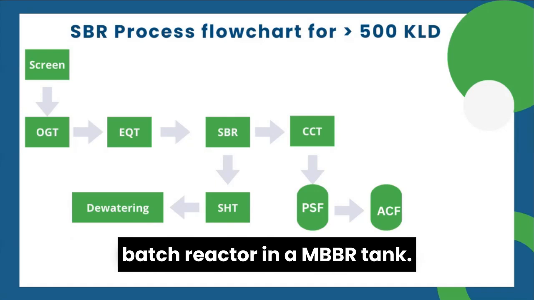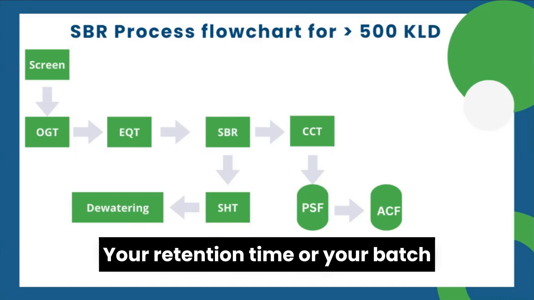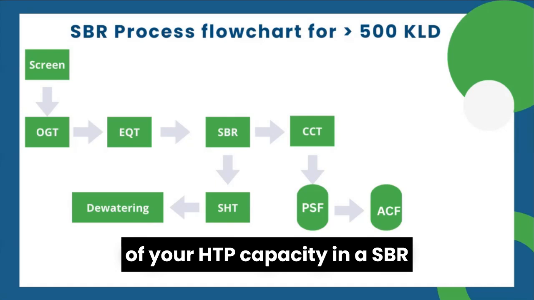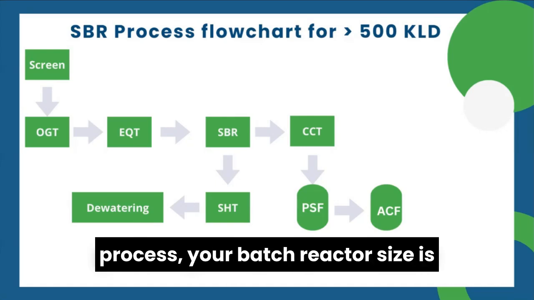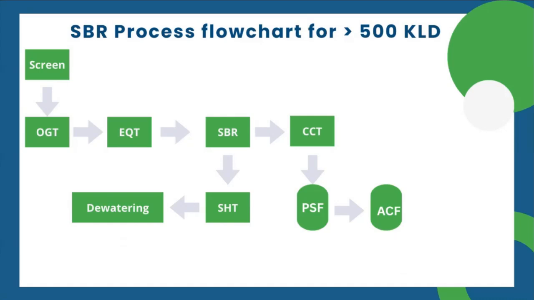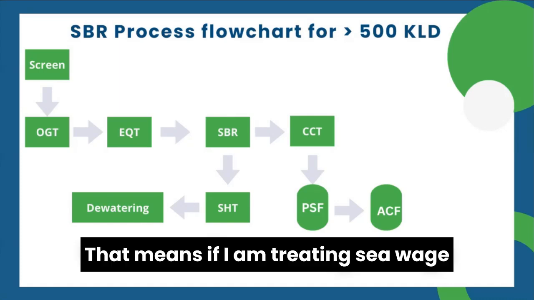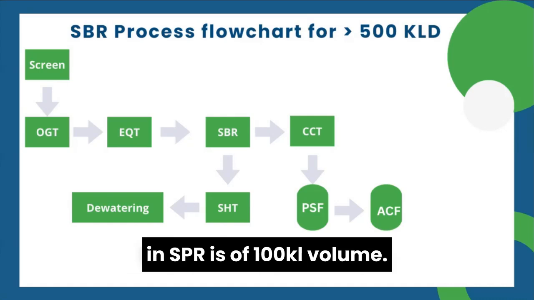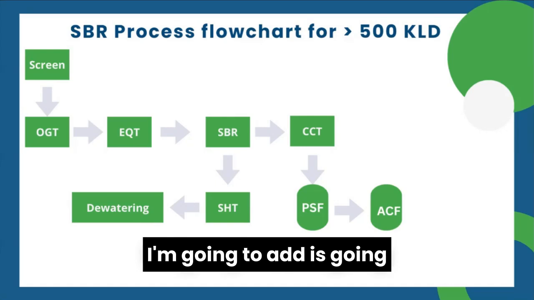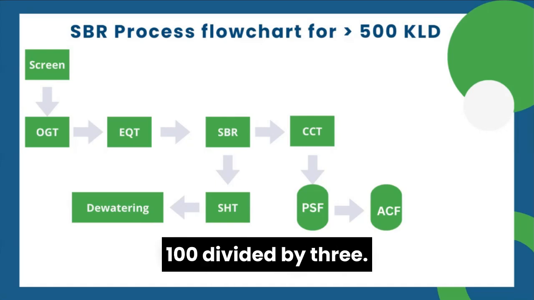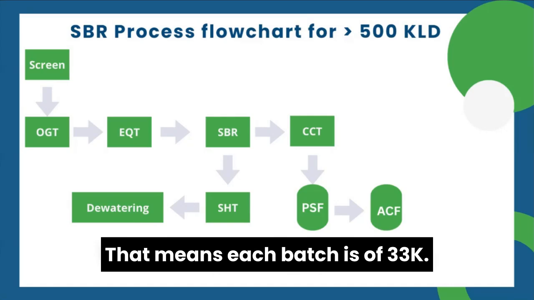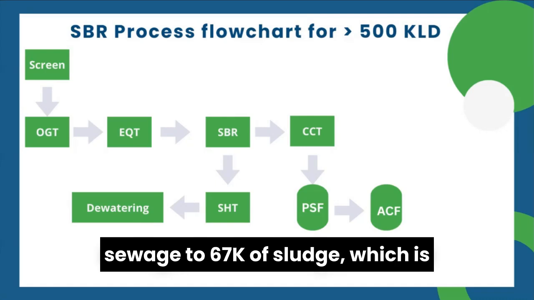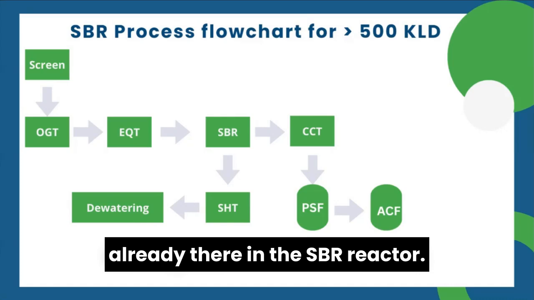In an MBBR tank, your retention time or your batch reactor size is something like 30% of your STP capacity. In an SBR process, your batch reactor size is 100% of your STP capacity. That means if I am treating sewage of 100 KL per day, my batch reactor in SBR is of 100 KL volume. But the fresh sewage that I'm going to add is going to come in three batches, 100 divided by 3. That means each batch is of 33 KL. So I'm going to add 33 KL of fresh sewage to 67 KL of sludge, which is already there in the SBR reactor.